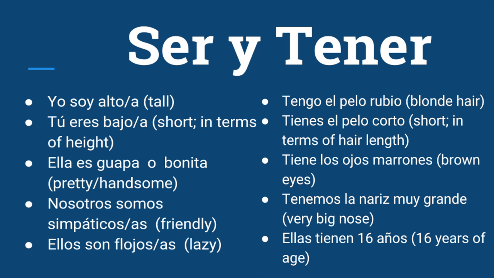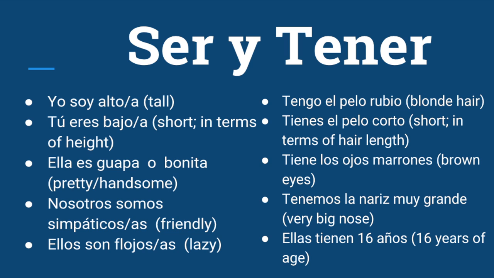Now let's do some examples with tener. Tengo el pelo rubio, tienes el pelo corto. Here short means in terms of hair length, not in terms of height. Tiene los ojos marrones, tenemos la nariz muy grande, ellas tienen 16 años.